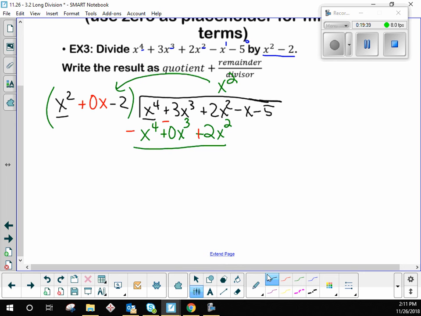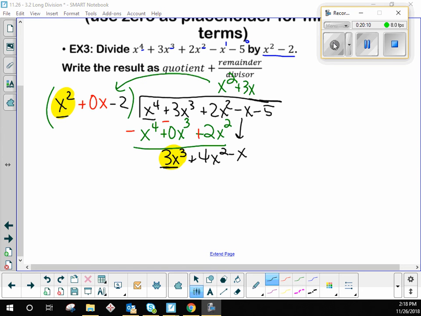X to the 4th minus x to the 4th is nothing. 3x cubed and a 0x cubed is still 3x cubed. And then adding the x squared, you get 4x squared. And then you bring down the next term. And now you start all over, looking at the first term. So go ahead and try and finish that out on your paper. Take a few moments to do that.